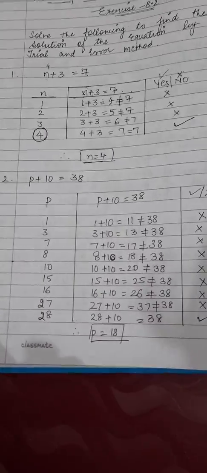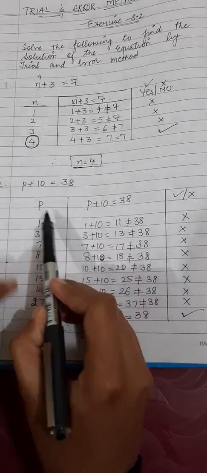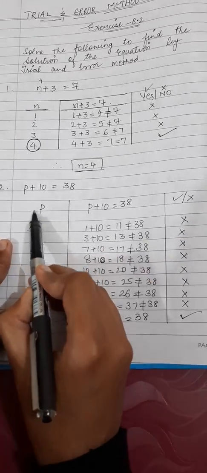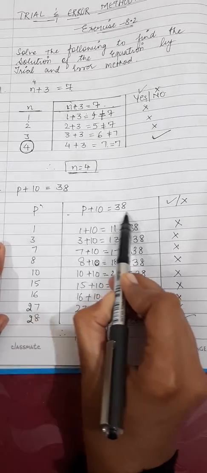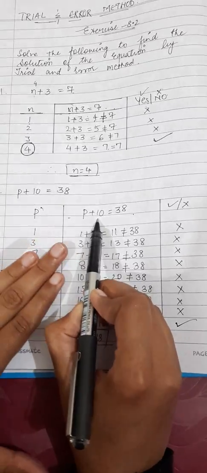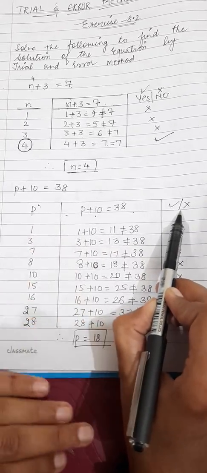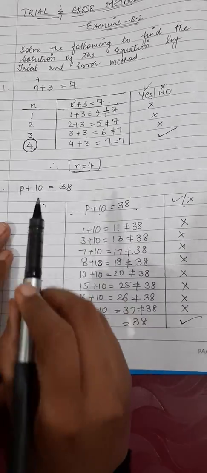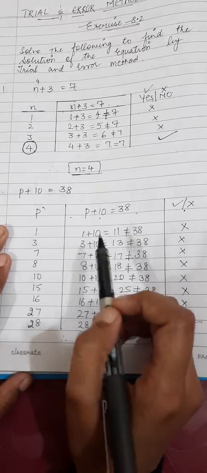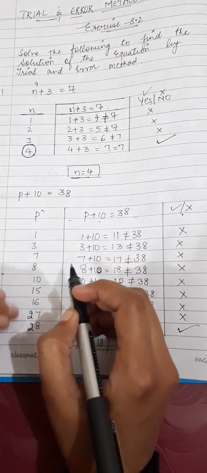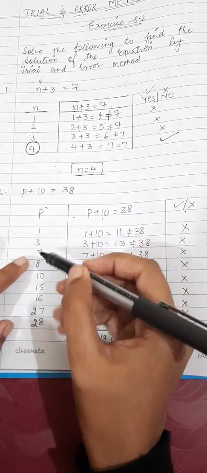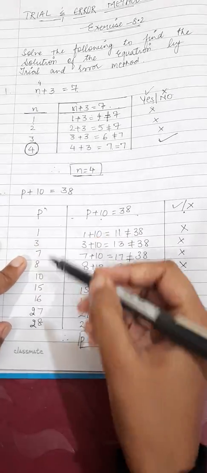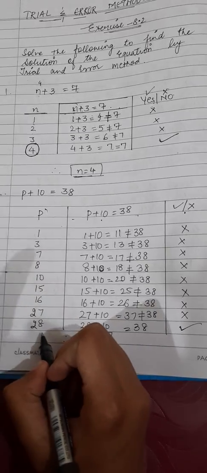Okay. Now let us do the second part. Now in the second part, again you are going to make 3 columns. The first one is of the variable, the second one is of the algebraic expression which is already given, and here you are going to place tick or cross. Let us place one by one different values of p. You can place a minimum of 3 values of p, and maximum wherever you will find the answer.